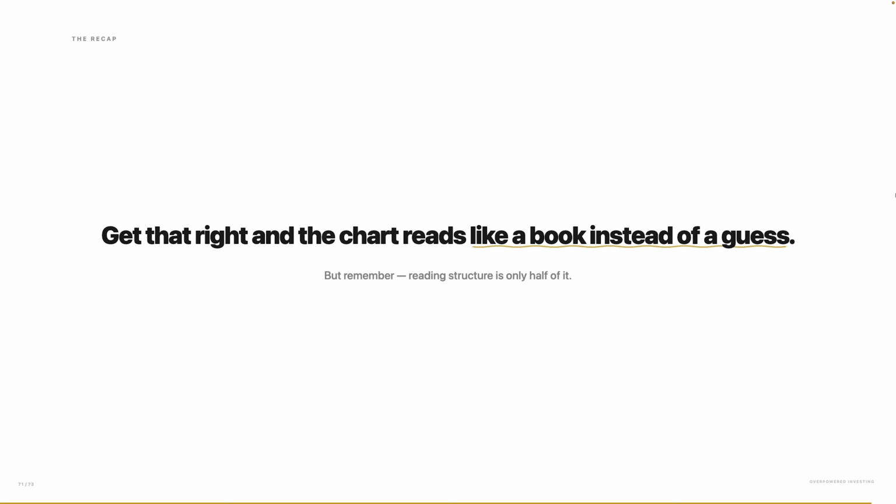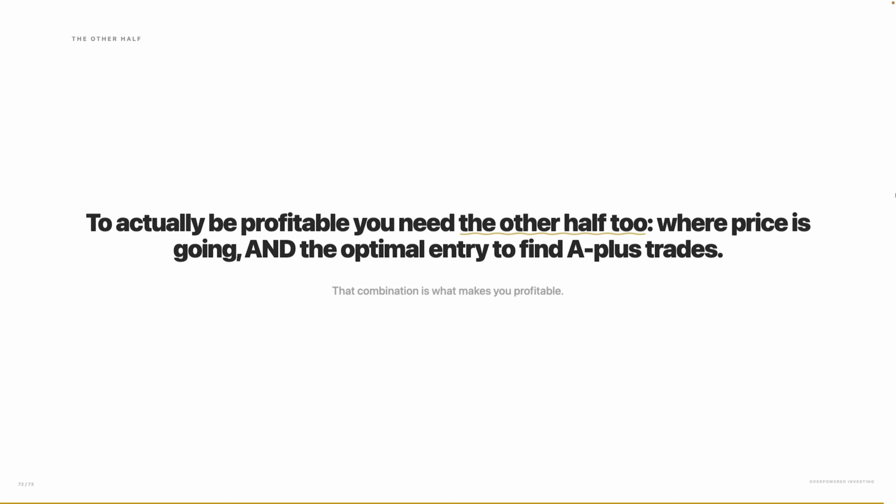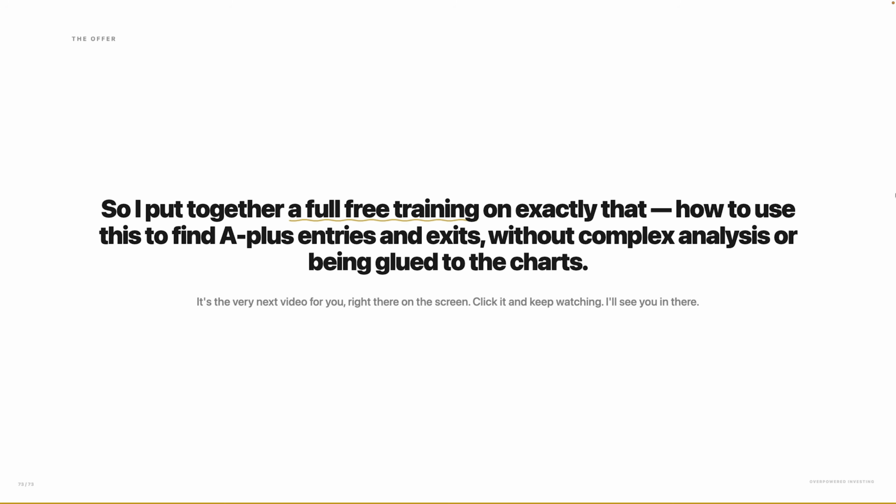But remember, reading structure is only half of it. To actually be profitable, you need the other half too: where price is going and the optimal entry to find A+ trades. That combination is what makes you profitable. So I put together a full free training on exactly that, how to use these to find A+ entries and exits without complex analysis or being glued to the charts.